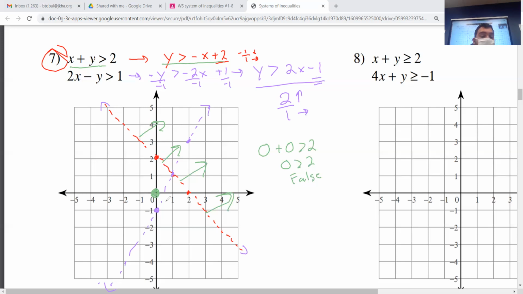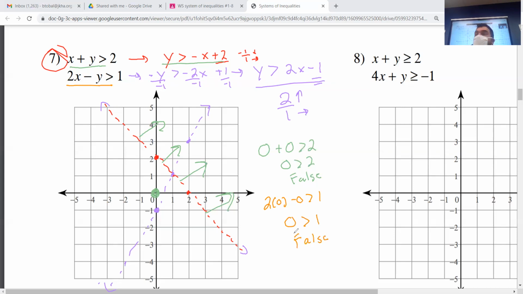So I'm going to shade away from the red line or from the green dot. We're going to do it again. This time 0, 0 in the bottom equation. I'll use the original again. 2 times 0 minus 0 is greater than 1. 2 times 0 is 0. 0 minus 0 is 0. 0 is greater than 1. In this case, it's false.